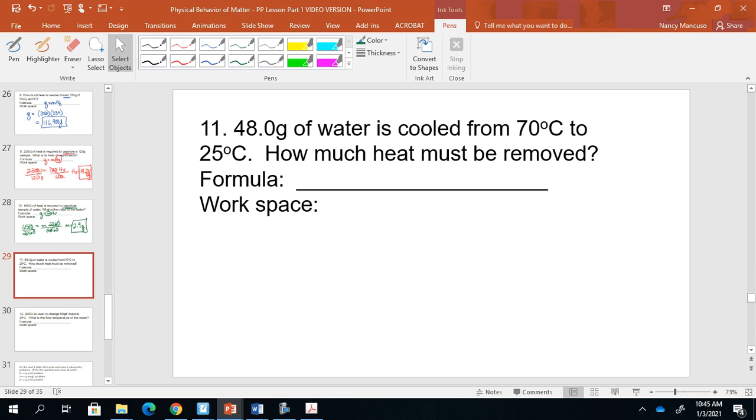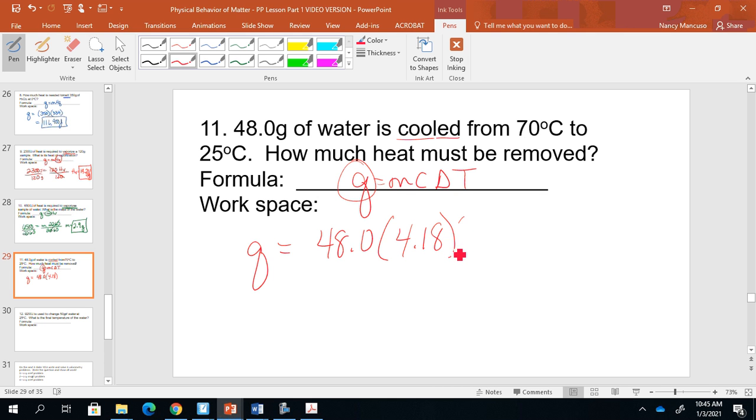All right, next one. 48.0 grams of water is cooled from 70 to 25. Okay, I'm definitely changing temperature. Q equals MC delta T. All right, how much heat must be removed? So they want me to solve for Q. So Q is equal to 48.0, specific heat of water, 4.18, and changing temperature, 70 minus 25.